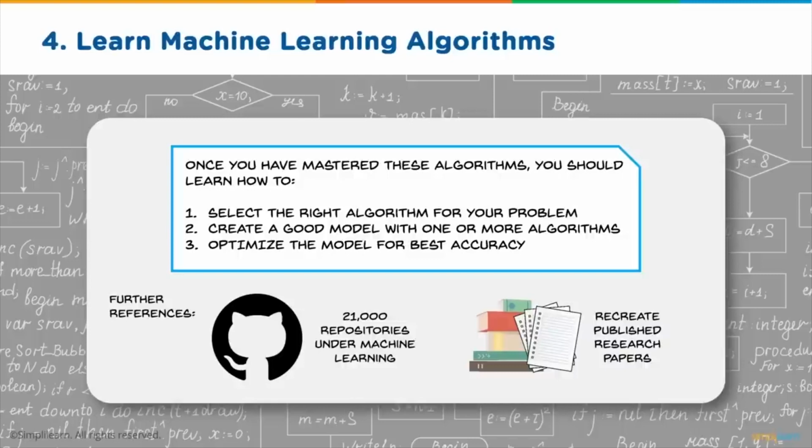Now after you master these algorithms, you need to learn how you can select the right algorithm for your problem. Then you need to create a good model with one or more algorithms. After which you need to keep tweaking and optimizing the model so that you can get the maximum accuracy. For further reading, you can go through GitHub where there's more than 21,000 repositories under machine learning. You can also recreate published research papers, adding to your experience of working with machine learning.